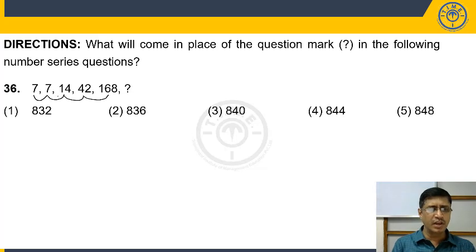If you observe carefully, here 7 is becoming 14, which means we can say it is 2 times. What about the 42 and 14? 3 times. What about 7 and 7? It is 1 time. What is the next value? It is 4 times.